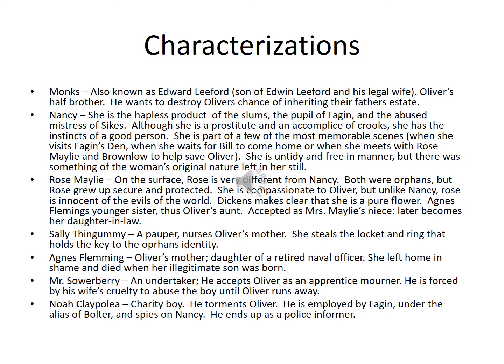And then we have Mr. Sowerberry, an undertaker. He accepts Oliver as a child mourner. He is forced by his wife's cruelty to abuse the boy until he runs away. So which means this Sowerberry is really a bad person. Then we have Noah. He's a charity boy, and it says that he torments Oliver. He is employed by Fagin, and also it says that under the Gibbet and spies on Nancy, he ends up as a police informer.